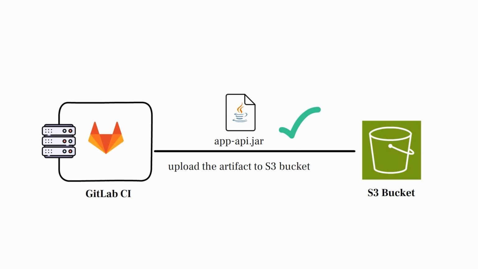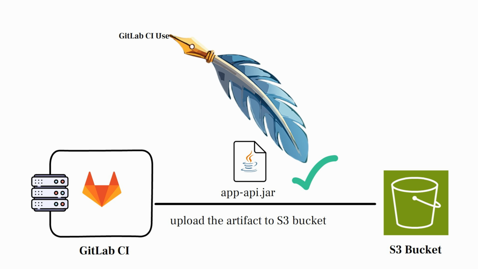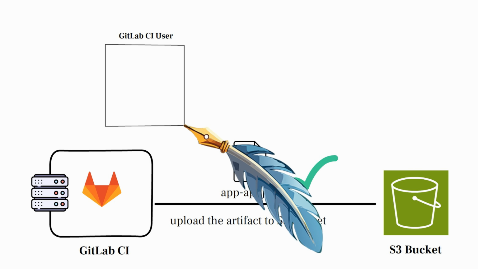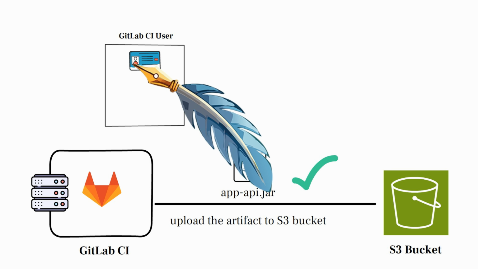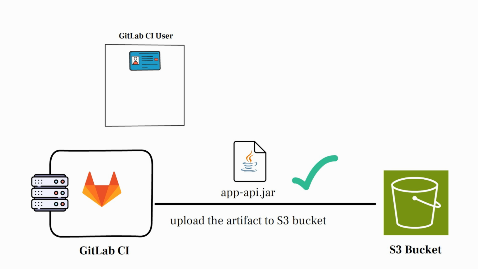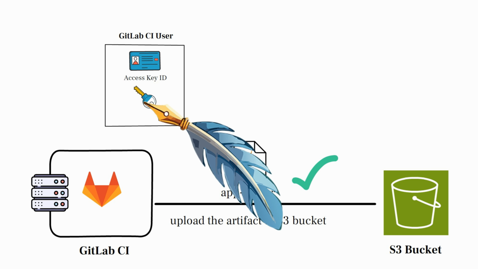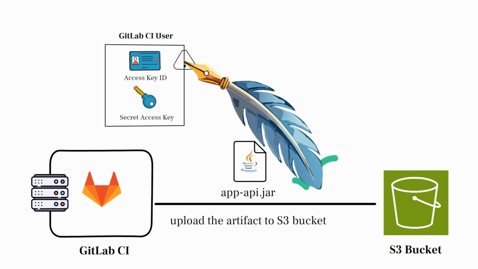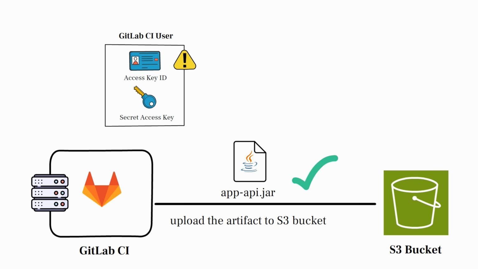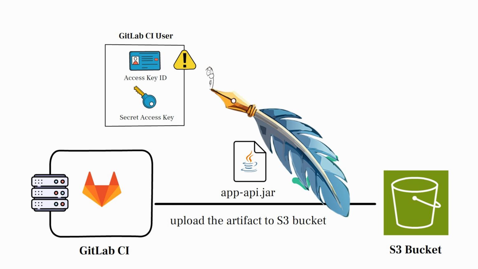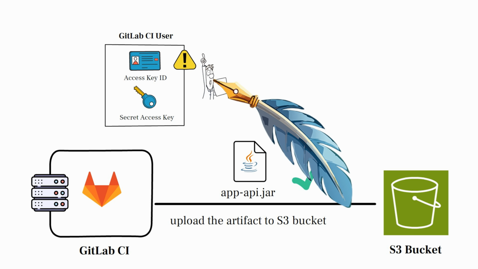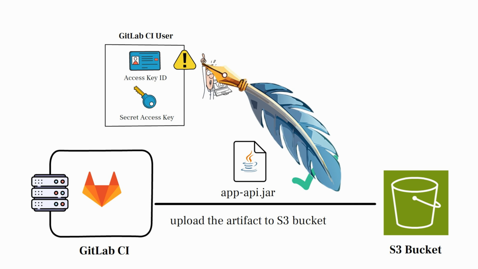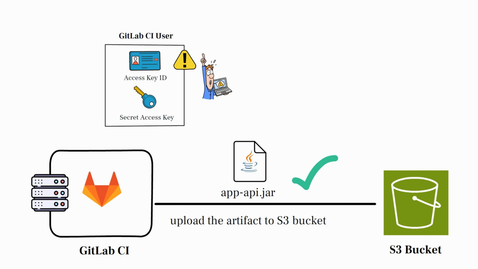To do so, you must create a GitLab CI user, or whatever you want to call it. Then you must create a set of credentials and attach them to that user. The credentials will have an access key ID, which you can consider as a username, and a secret access key as a password. AWS does not recommend this approach because long-term access keys are less secure than temporary credentials. Using permanent access keys increases the risk of compromise, especially if they are hard-coded or stored improperly.